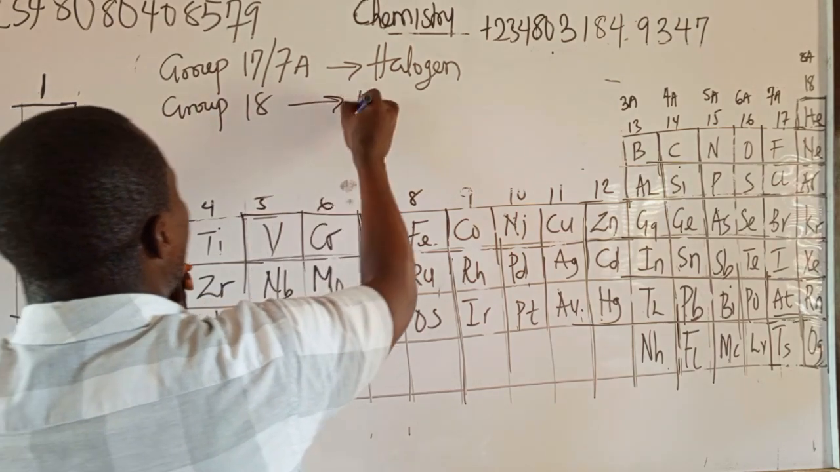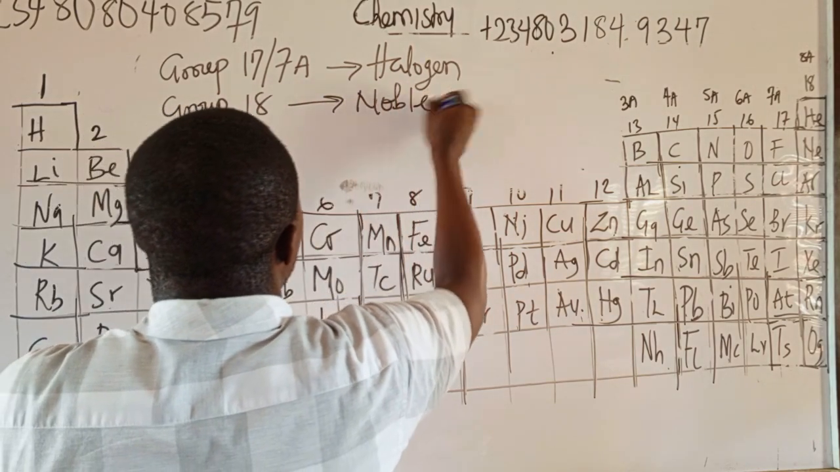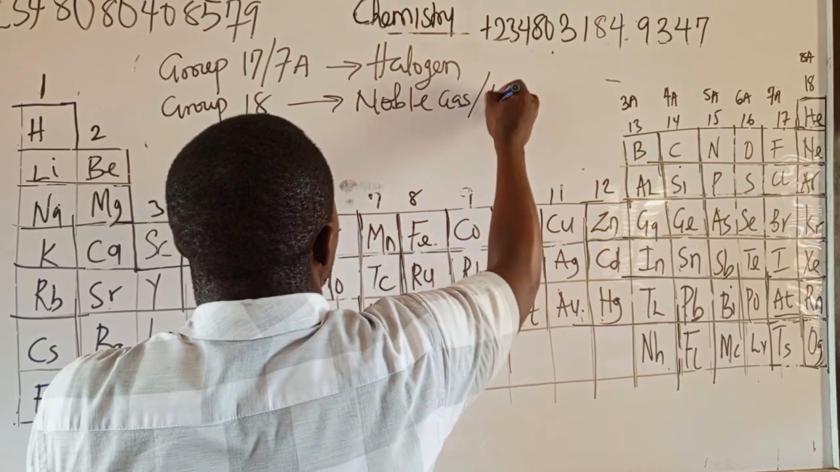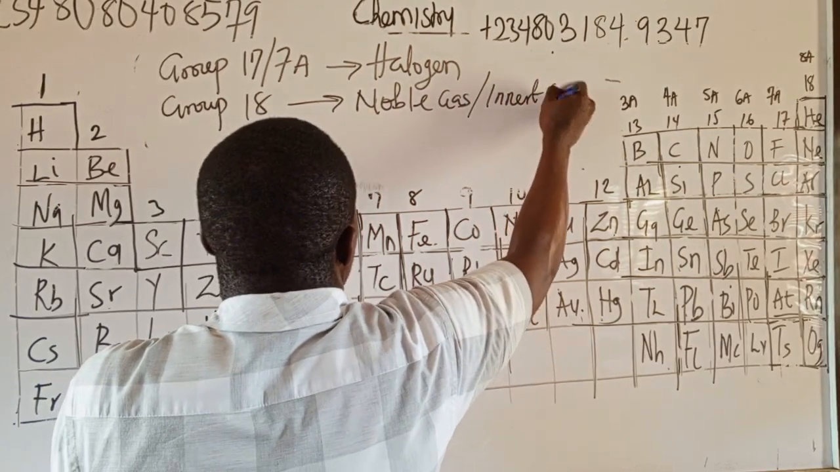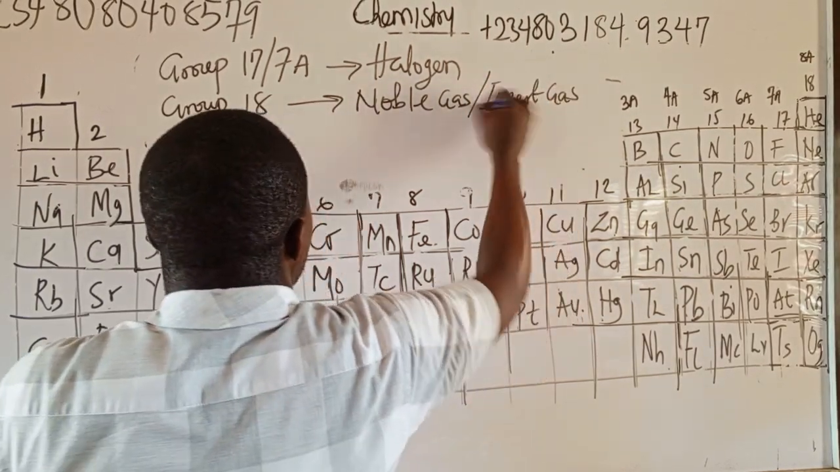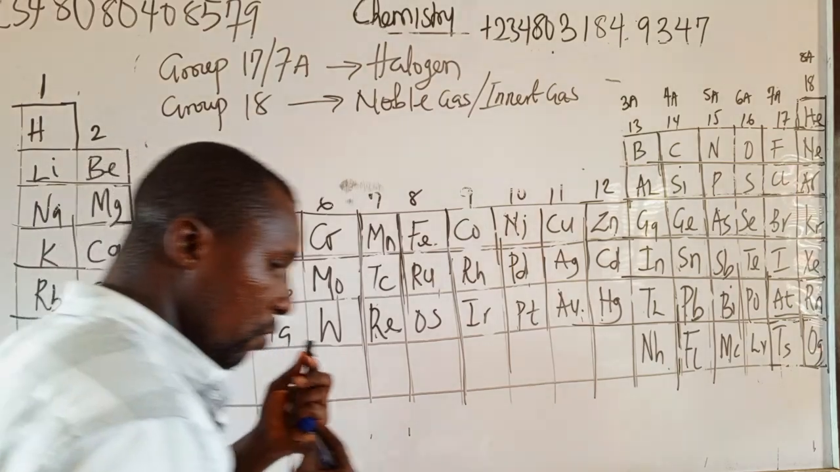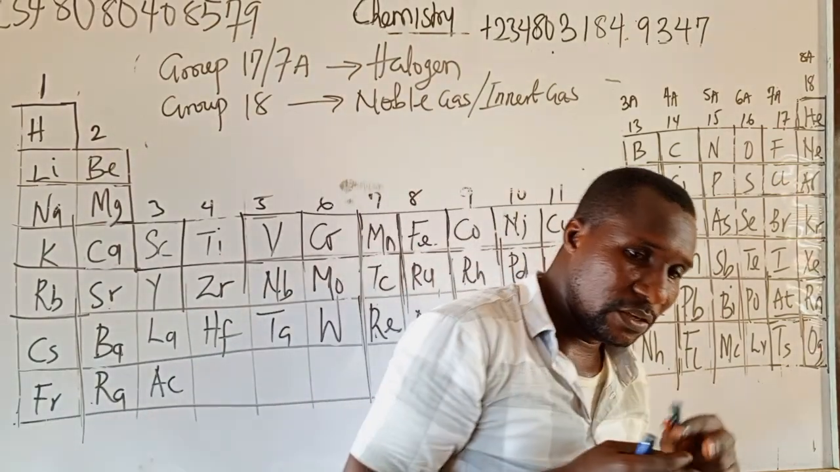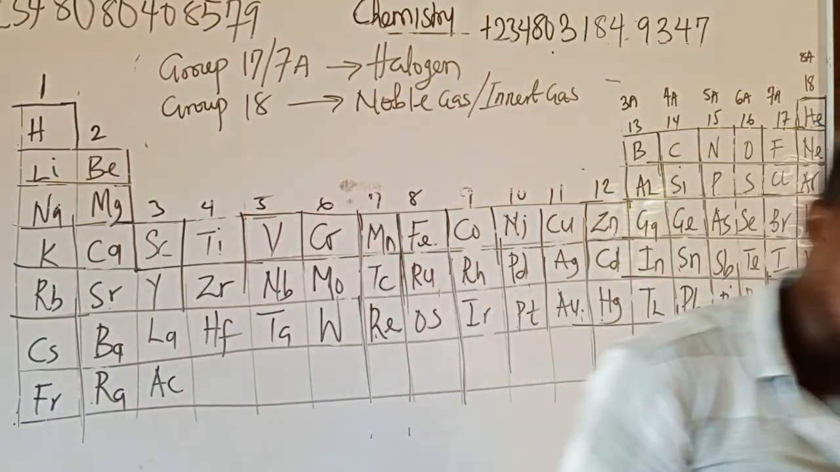Group 18 are called the noble gases, or you can say inert gases. Inert because they are less reactive. Take note of all those things.